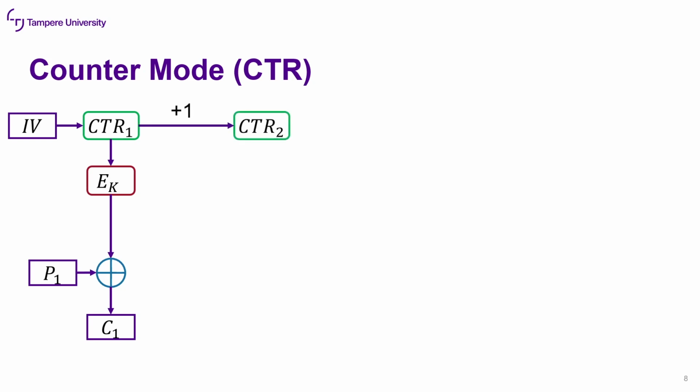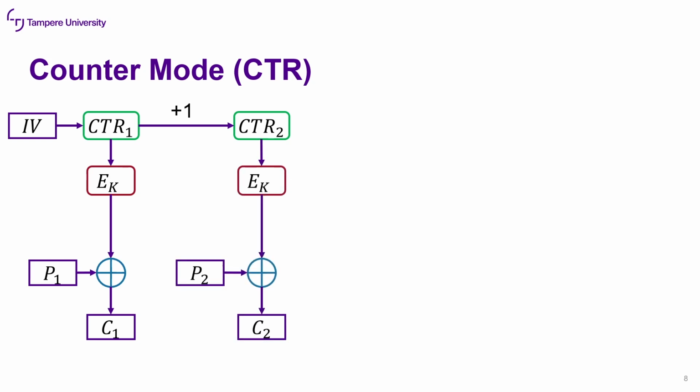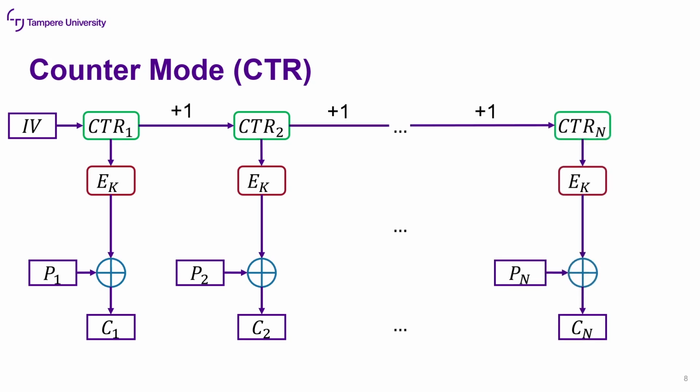Then the counter is iterated by 1. So let's imagine the initialization vector was the number 15, so the counter will then iterate to 16 and continue on from there, doing the exact same thing to produce the second ciphertext block. This continues for all the plaintext blocks that exist until we have the complete ciphertext.